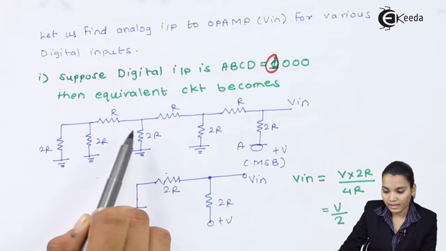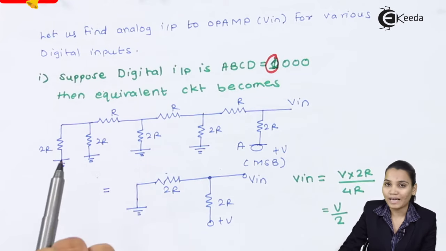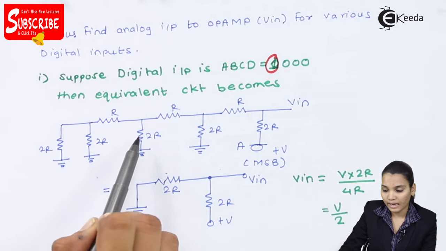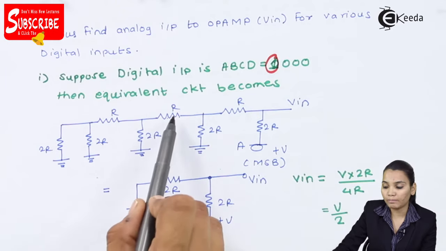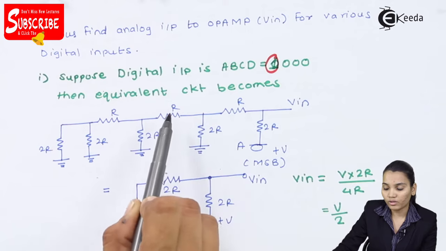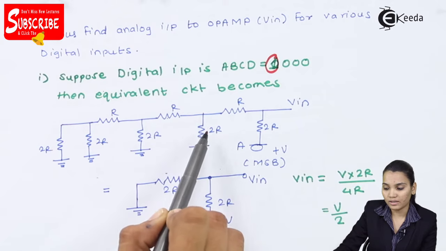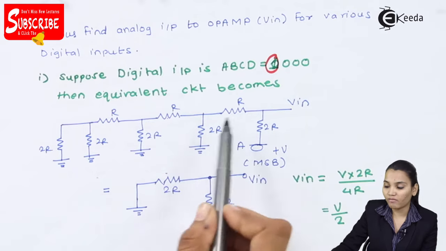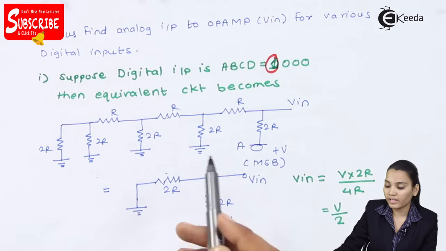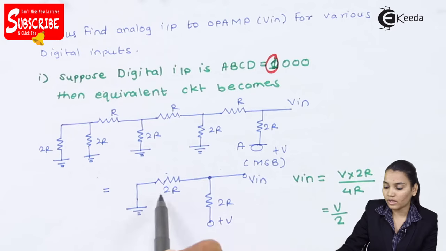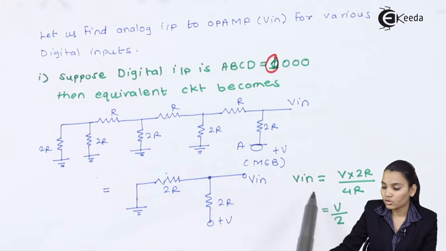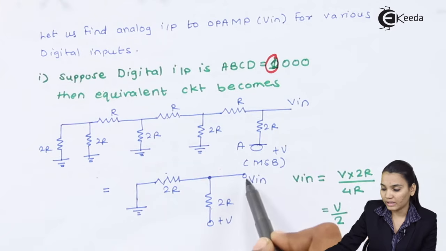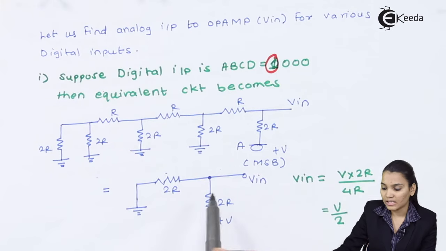Then again 2R and this 2R will be in parallel. So this will give us R, and this R again will be in series, giving 2R. After this 2R and 2R parallel circuit, we will get R, and again this will be in series, that is 2R. So after simplifying this circuit, what we are getting is 2R and 2R, these two values. So here V in, that is the output voltage, is equal to V.